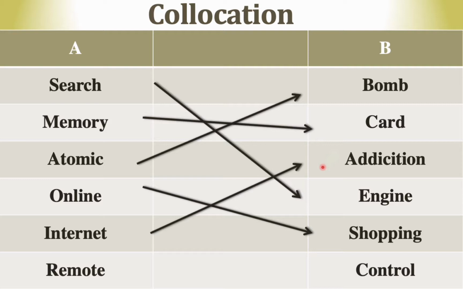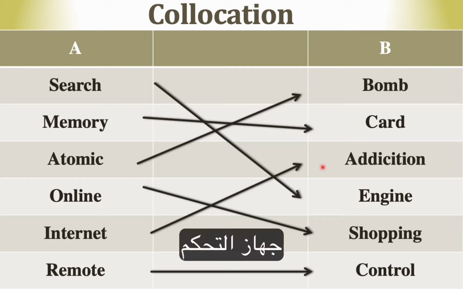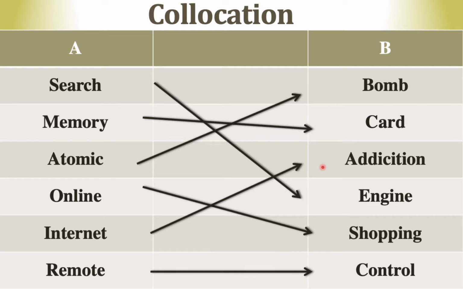It means that some people are addicted to the internet. You are addicted when you are spending most of your time using the internet. So you cannot live without the internet. So you become addicted to the internet. Then we have remote control. We have remote. We use it for TV. For example, we say remote control.